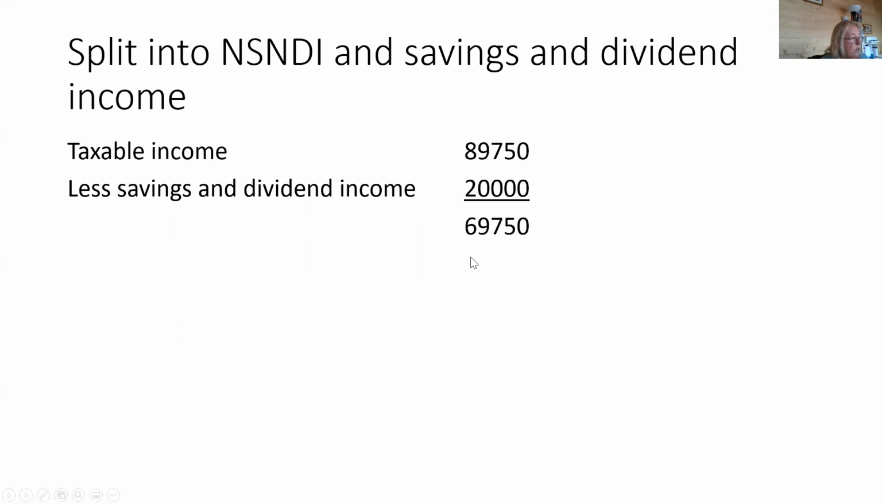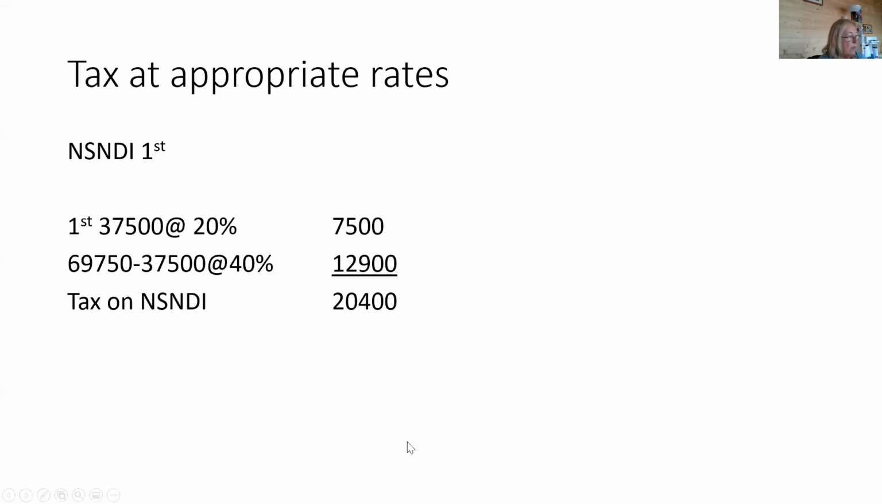So we've got to reduce our taxable income by the £20,000 that was his dividend income, and that means that his non-savings, non-dividend taxable income there will be £69,750. Okay, so we're going to tax that at the appropriate rates. Remember, we start with our non-savings, non-dividend income first. So the first 37,500 is taxed at 20%, and then anything above that and below 150,000 is taxed at 40%.